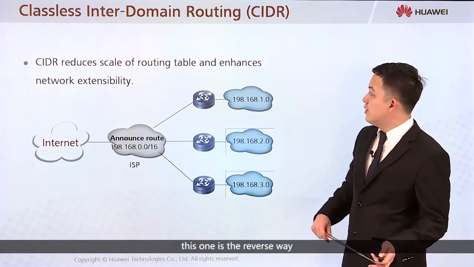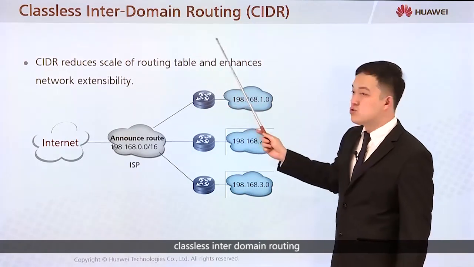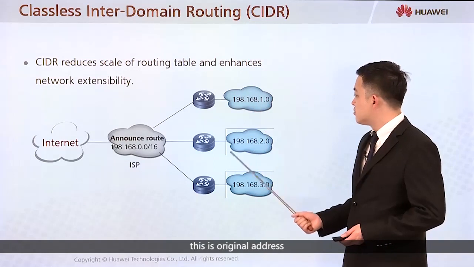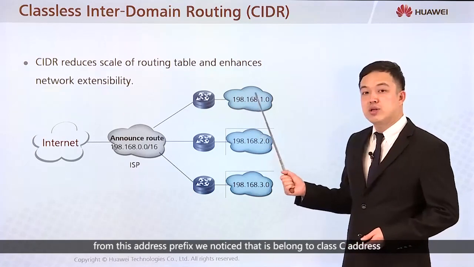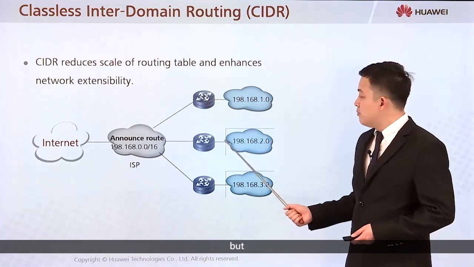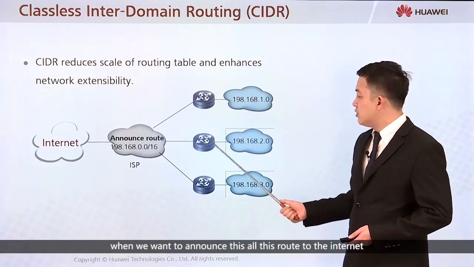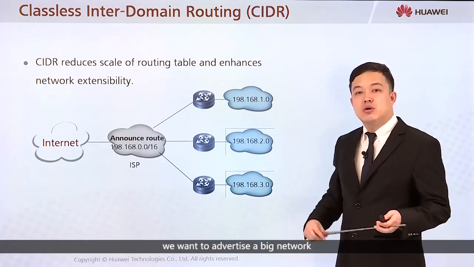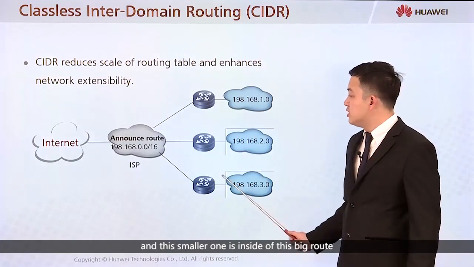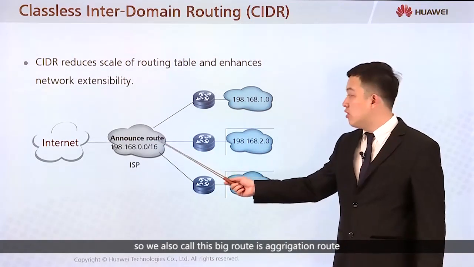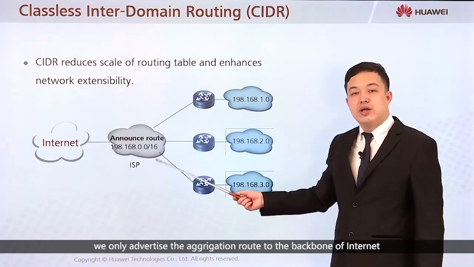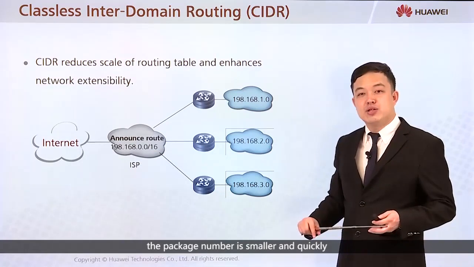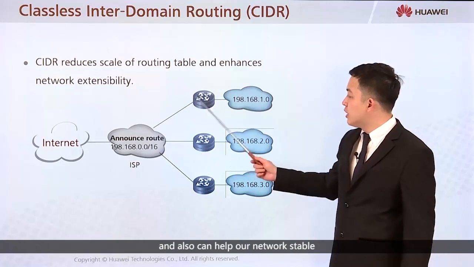This one is the reverse way. It is called CIDR, classless inter-domain routing. What is classless? That means the mask. This is the original address. From this address prefix, we notice that it belongs to class C. But when we want to announce all these routes to the internet, we don't want to announce these smaller networks because the number is really big. We want to advertise a big network, and these smaller ones are inside of this big route. So we also call this big route an aggregation route. We only advertise the aggregation route to the backbone of the internet. So the advertisement information is smaller and quicker, and it also helps our network be stable.